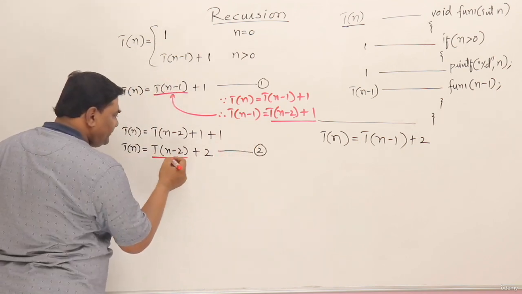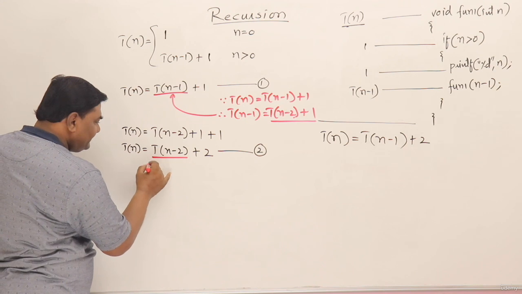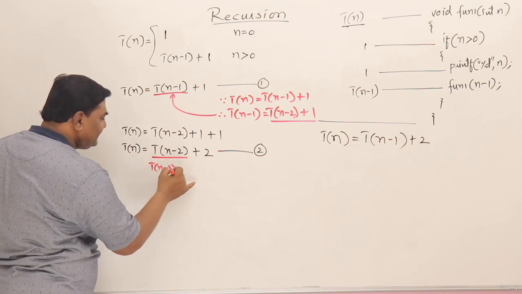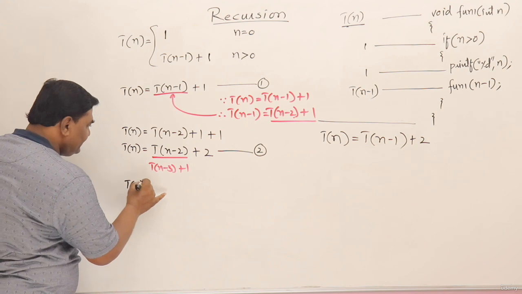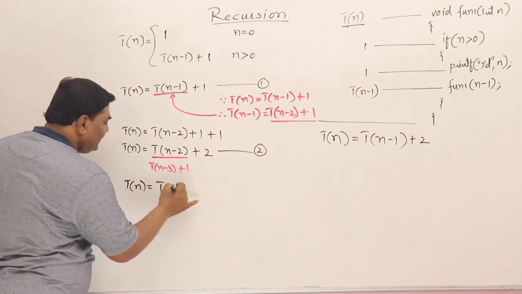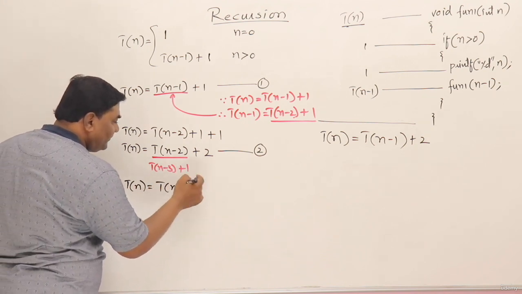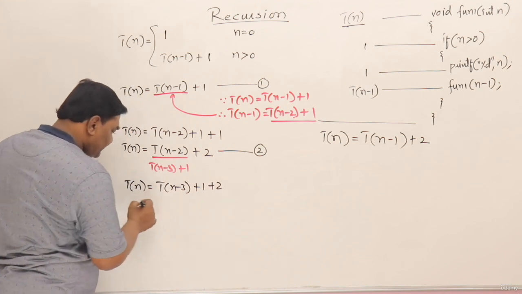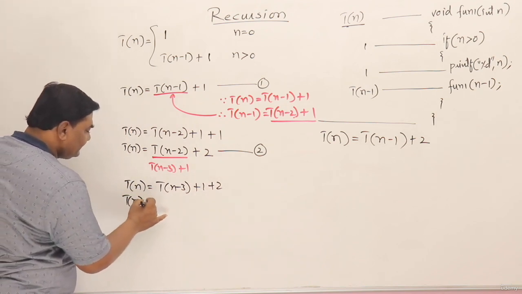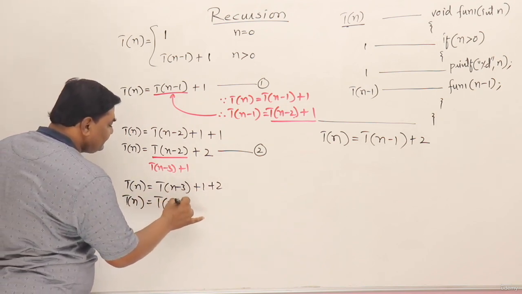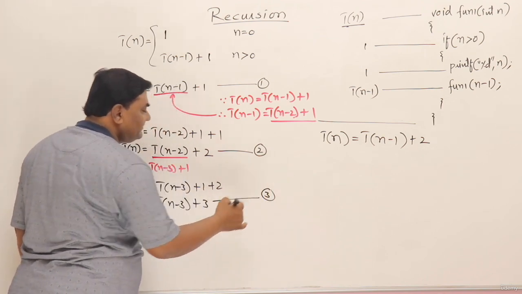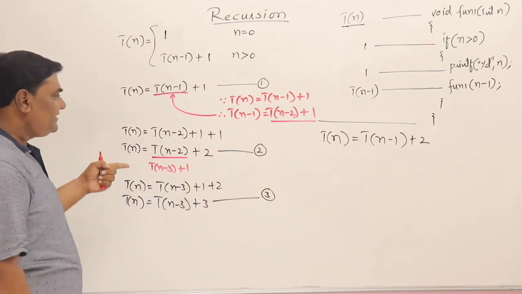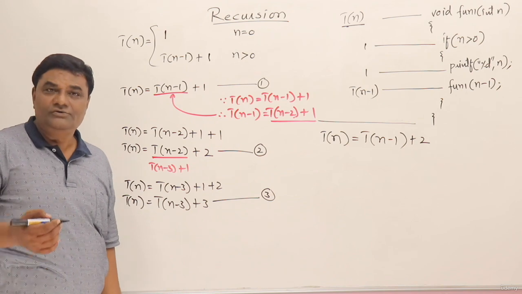Then let us substitute in this place. So what will this be? This will be T(n-3) + 1. If I substitute that, then T(n) = T(n-3) + 1 + 2. So this can be written as T(n) = T(n-3) + 3. This is the third equation. So I have substituted 2 times. How long should I do this?